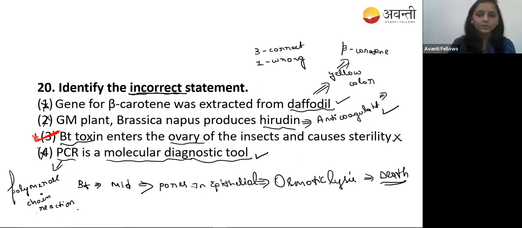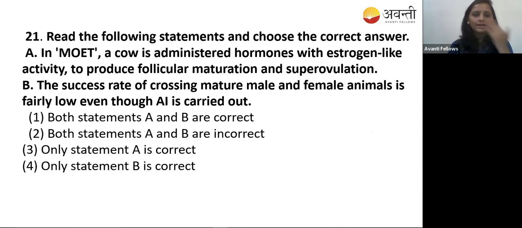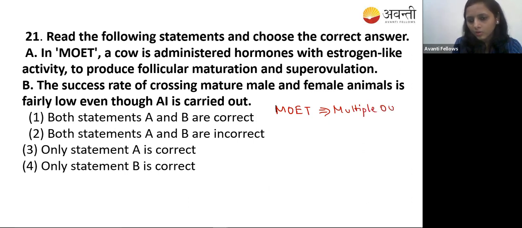Okay, guys. Let us go to the next question. Read the following statements and choose the correct answer. In the MOET, what is MOET? MOET is nothing but multiple ovulation embryo transfer, as said, multiple ovary embryo transfer.